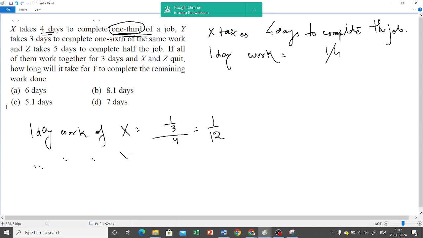Now see what it says: Y takes 3 days to complete 1/6 of the same work. So what will be the 1 day work of Y? 1/6 by 3, yes, 1/18. And 1 day work of Z, that is going to be what? Half by 5, that is 1/10.